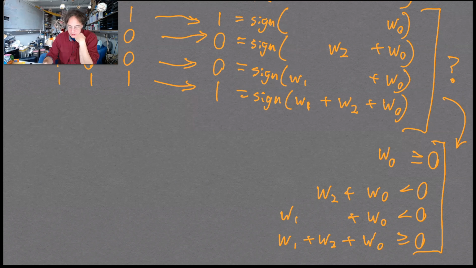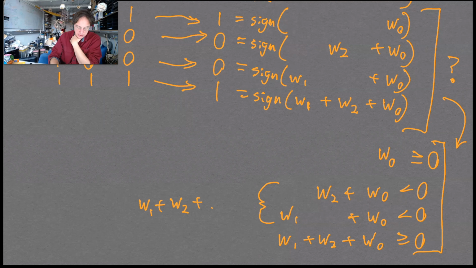So how would we solve those? Well, we can combine inequalities, right? If we know that, for example, this is less than 0 and this is less than 0, so just like adding equations, we can add inequalities. If these things are both less than 0, then they're both negative. And if we add them up, it has to also be negative, right? So we can add these two, and we get W1 plus W2 plus 2W0 is less than 0, right? And then we can do the same with the other ones.